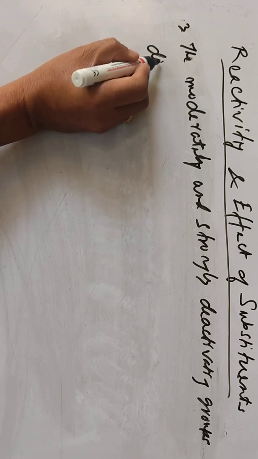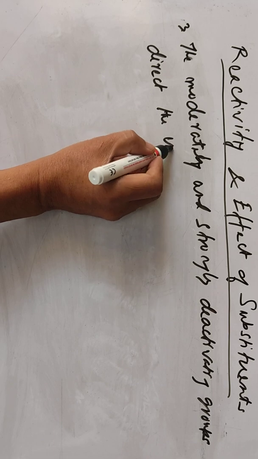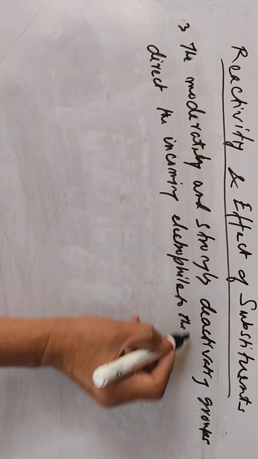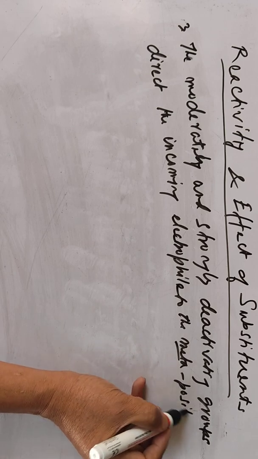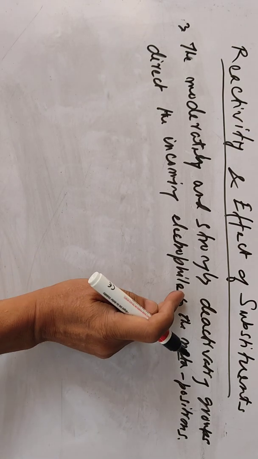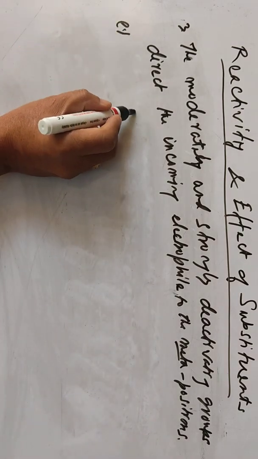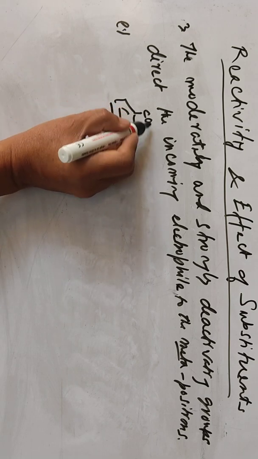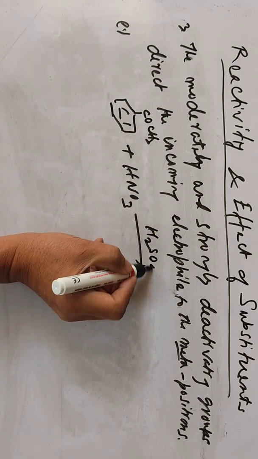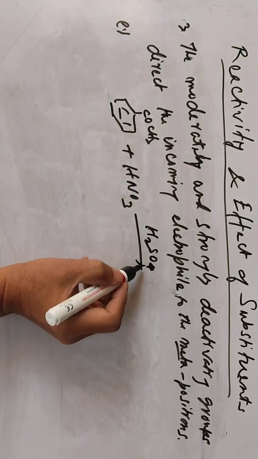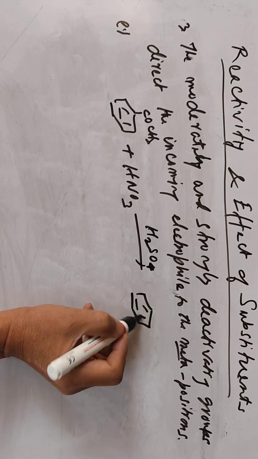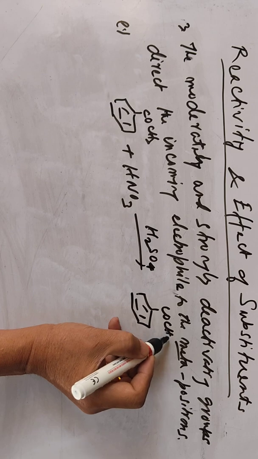All moderately and strongly deactivating groups or substituents direct the incoming electrophile to the meta position. So you can say all the electron withdrawing groups direct the incoming electrophile to the meta position. For example, here is a carbonyl group, COCH3, and then let's say nitration with HNO3 in the presence of sulfuric acid. The nitration of this acetophenone with nitric acid and sulfuric acid will give the product where the incoming nitro group comes to the meta position.